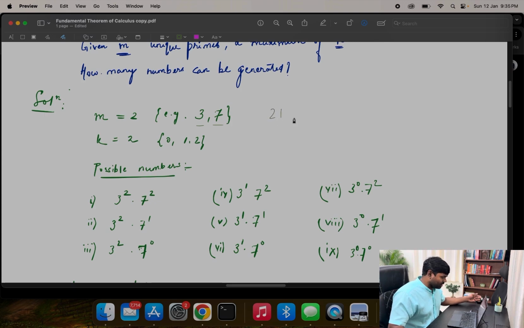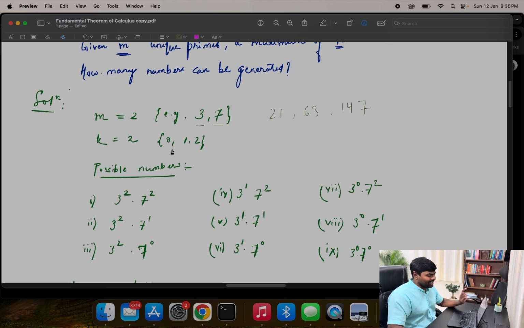3 squared times 7, that's like 63. Or we can do 3 times 7 squared, that is 147. So these are some of the numbers that you can get if you just multiply various powers of 3 and 7, right? But you cannot get 10, right? Because you don't have a 2 or a 5. So that's not possible. Let's take k as 2 maybe, right?